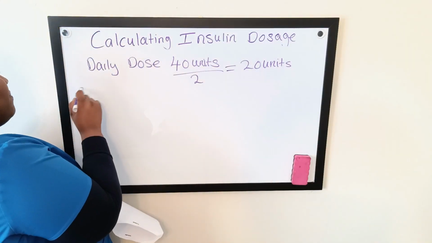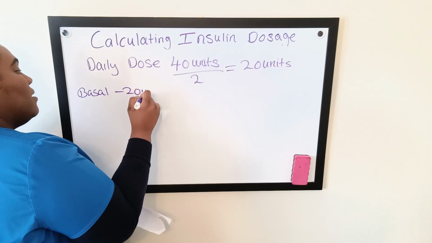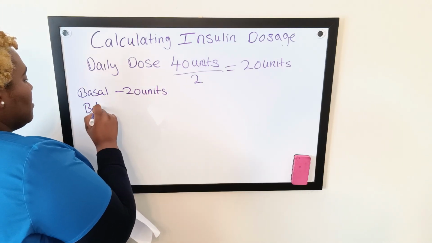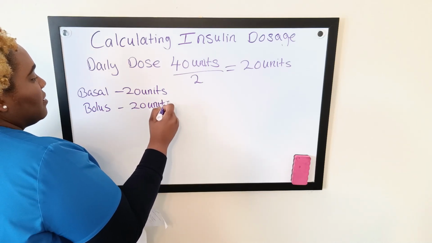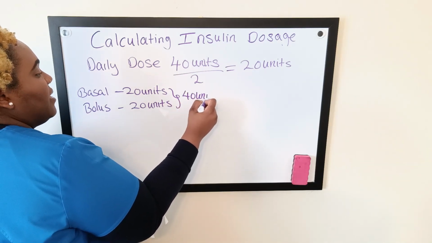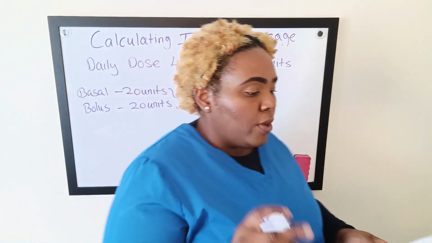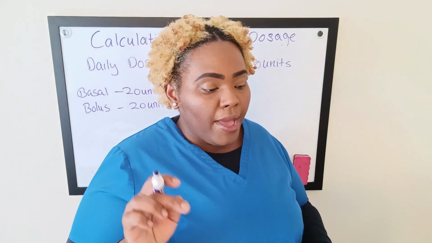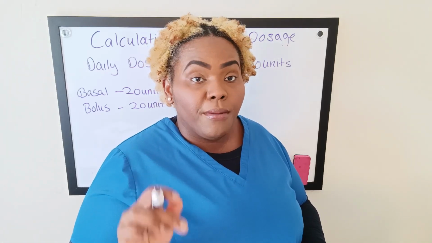So the basal is 20 units and the bolus is 20 units. Yeah? That gives us 40 units daily. Okay? So we have the patient takes 3 meals per day. How many units of bolus insulin should be taken per meal?